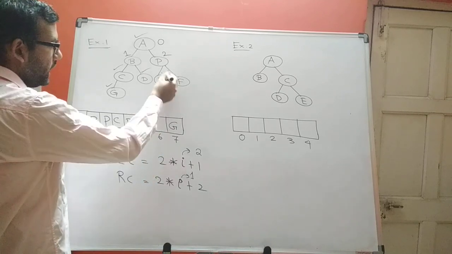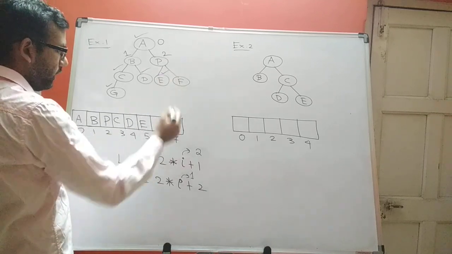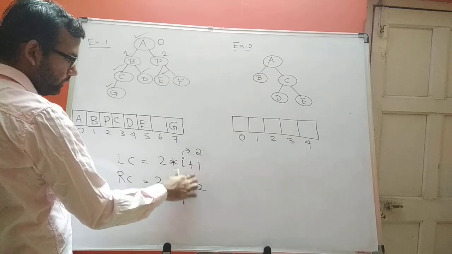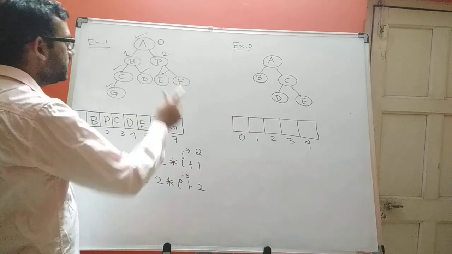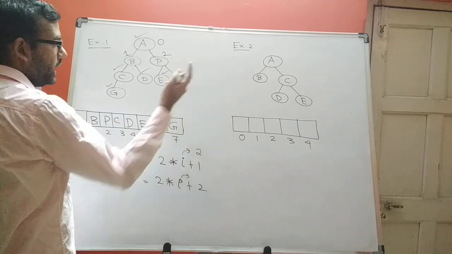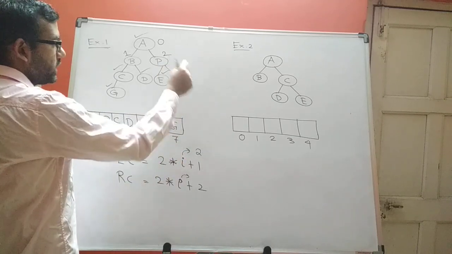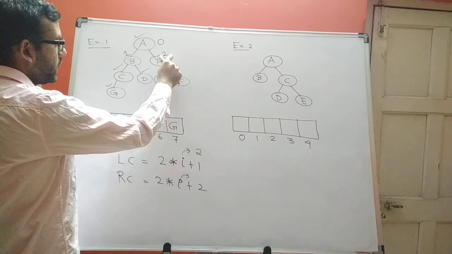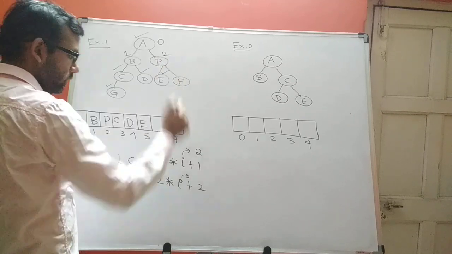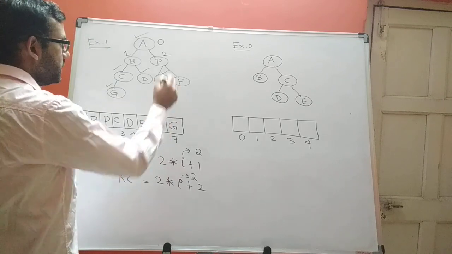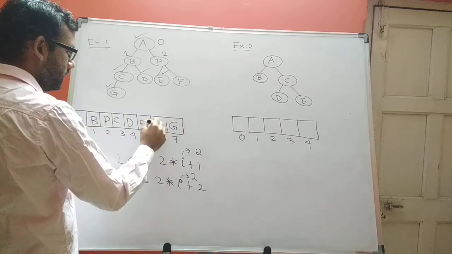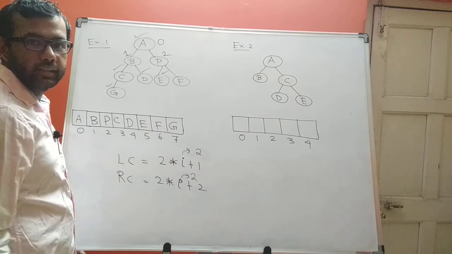Similarly, the right child of P is F. How do I find its index? I apply this formula. What is I? I is the index of the node whose right child I want to find. So whose right child do I want to find? I want to find the right child of P. What is the index of P? 2. So I'll place 2 here. So 2 into 2 is 4. 4 plus 2 is 6. So the right child of P, which is F, will go at index 6.